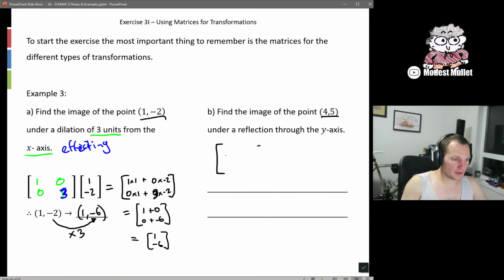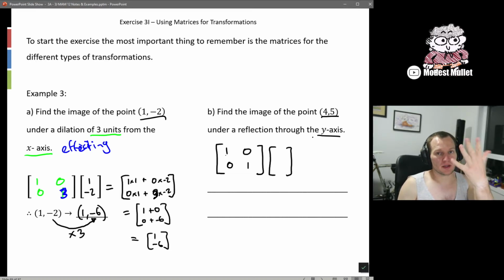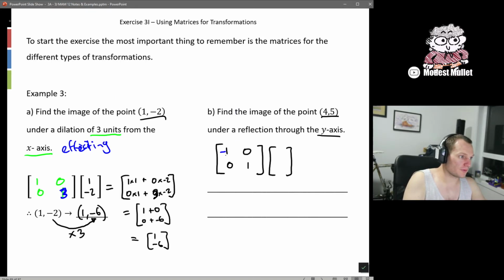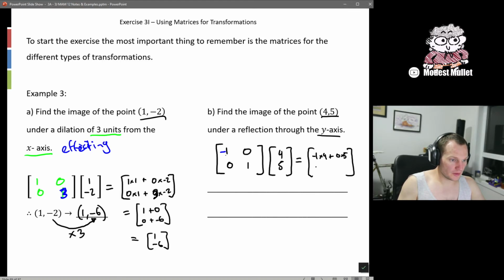So I'm going to start with my transformation matrix, then I'll have my original point. So again, I'm just going to put the 1, 0, 0, 1, and think: I'm reflecting through the y-axis. I'm flipping about the y-axis, that means my x coordinate is changing. So I'm going to change the 1 to a negative 1, as it's being flipped. Put in my original coordinates. If I do the matrix multiplication, I get negative 1 by 4 plus 0 by 5. Then I get 0 by 4 plus 1 by 5. And that's going to give me negative 4 plus 0, and 5. So my new coordinate is negative 4, 5.